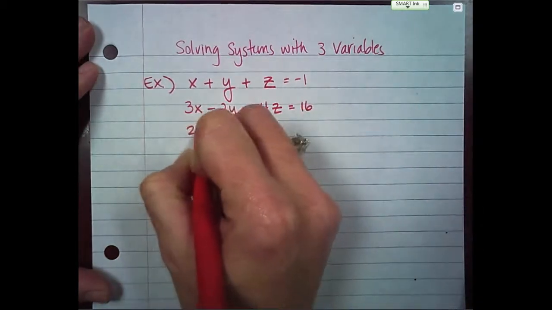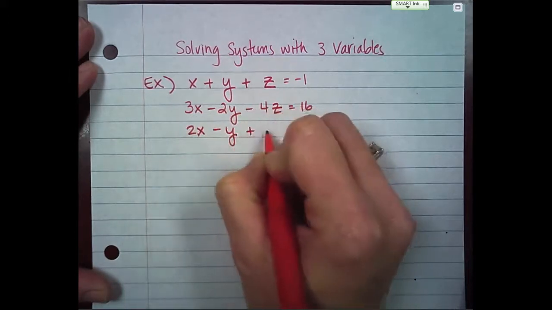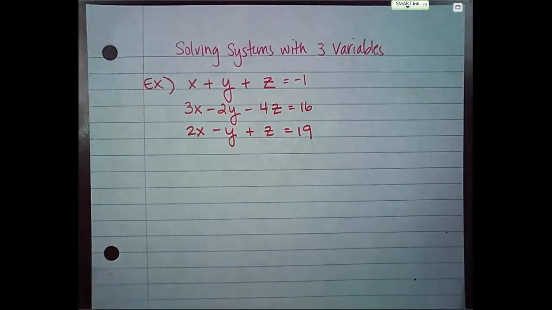And then, today we're going to add a third. 2x minus y plus z equals 19. So part of my advice to you today is loop your 2's and cross your z's. Right? It'll make it less confusing.